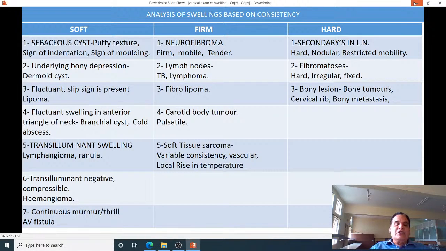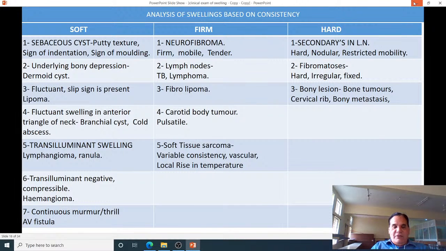Lipoma. Why lipoma? Slip sign is present and it is fluctuant. And in the anterior triangle of the neck, a fluctuant swelling is a branchial cyst. They are all soft swellings we are talking about. Transilluminant swelling, think of a ranula or lymphangioma. Once a test is added, transillumination negative but the swelling is compressible, think of hemangioma. And if there is a continuous thrill and murmur, think of arteriovenous fistula. So these are different types of soft swelling, and with one additional test, the diagnosis is done.